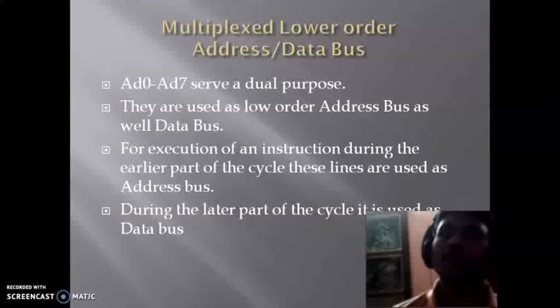For execution of any instruction, during the earlier part of the cycle these lines are used as an address bus. Meaning in the earlier section, ALE is active high, and the multiplexed address data bus behaves like an address bus. After the addressing, ALE goes low, and the multiplexed address data bus behaves like a data bus, meaning during the later part of the cycle it is used as a data bus.